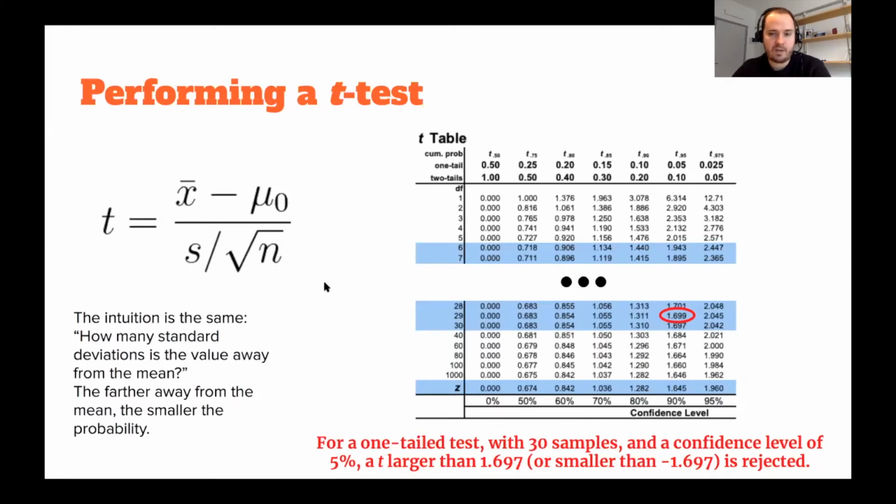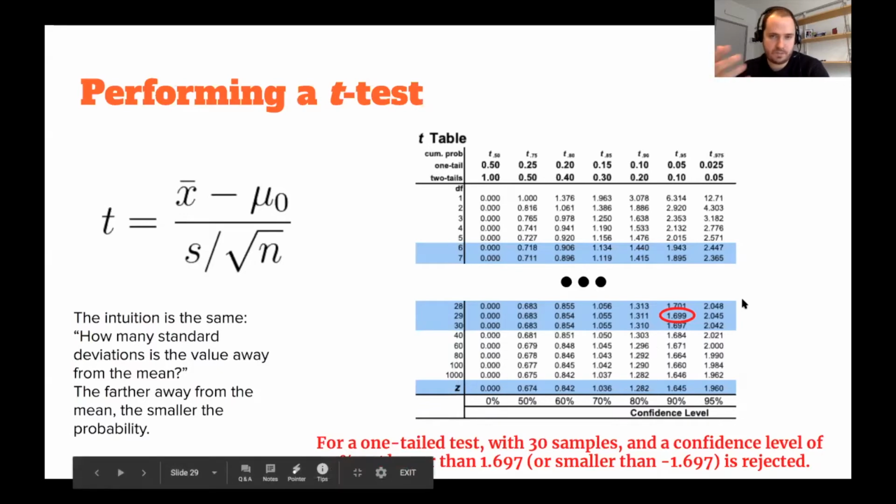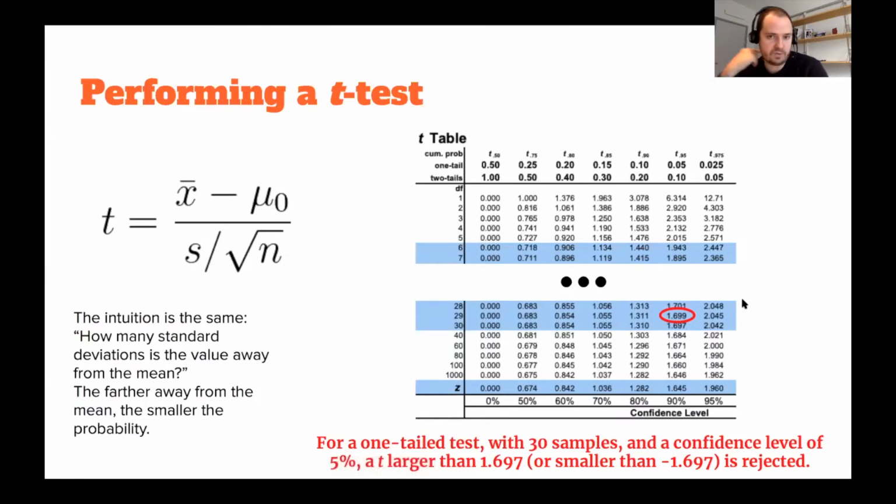So let's say we want to compute a one-tailed test, which is something that some or many of you will do. You have an alternative hypothesis where something is actually larger or smaller than the null hypothesis instead of just different. And let's say you have 30 samples, which is also realistic to you. So when you have 30 samples, your degrees of freedom are actually 29. Again, I'm not going to go into details about why that is so, but that's how you define it: you just take the number of samples minus one. So you have 29 degrees of freedom.